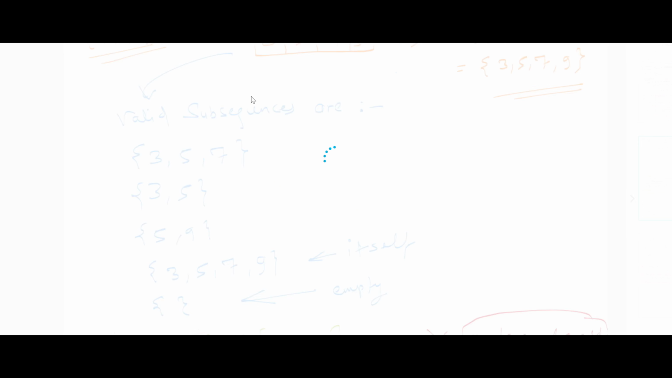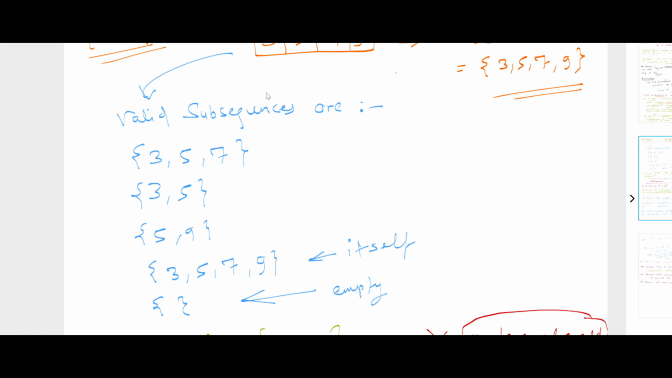So for example, let's understand some concept. Let's suppose we have given 3, 5, 7, 9 as an example. These are the indices 0, 1, 2 and 3. This is nothing but an array, and in Java we write int nums array. If we consider this example as an array, we want to find the valid subsequences.